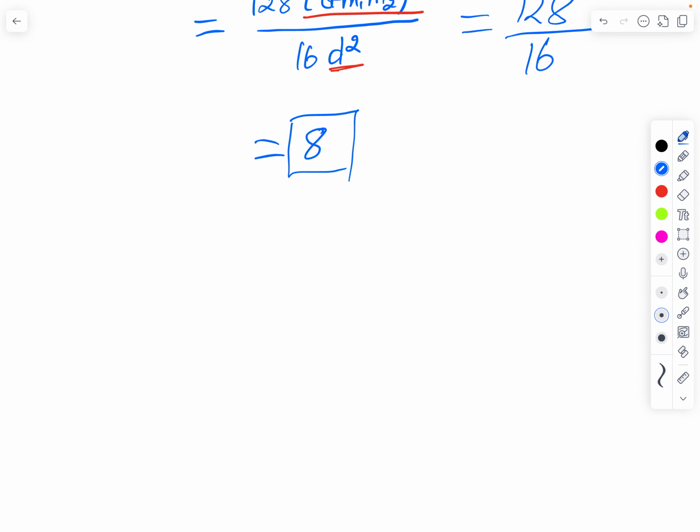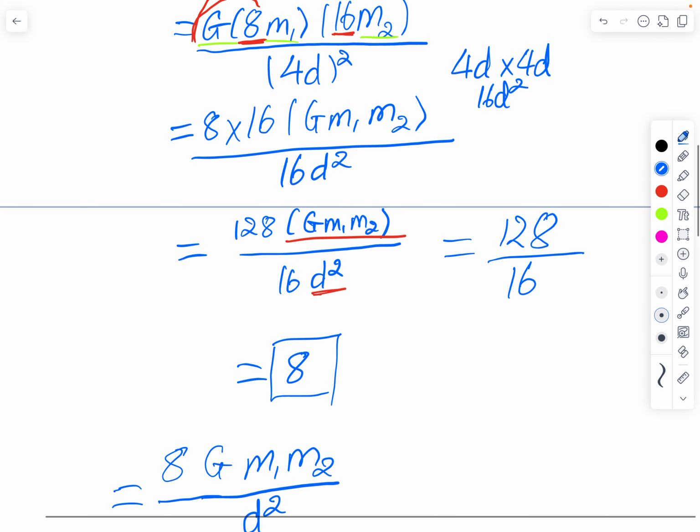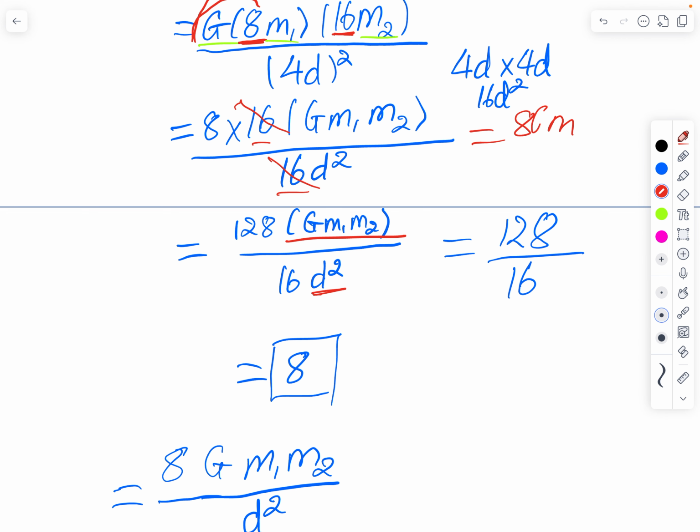So if you put it into the equation, it would be 8G M1 M2 over D squared. That's your new equation. And some of you might be a little quicker at looking at the problem. You can see 16 and 16 right here. You can reduce it, and then you would get 8G M1 M2 over D squared. Again, this is at your own pace.